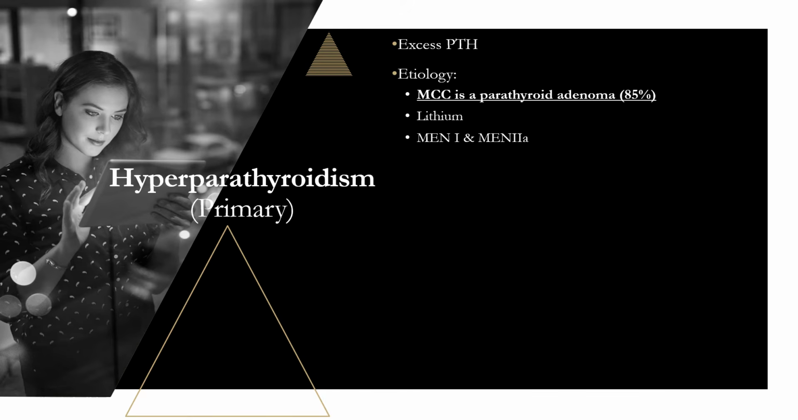MEN 1, of course, you see pituitary adenomas, pancreatic cancer, and hyperparathyroidism. MEN 2A, you see the pheochromocytomas, and hyperparathyroidism, and one more, I believe. I can't remember offhand, but that's something else to remember, that it does fall within these categories. But overall, the most common cause is going to be a parathyroid adenoma, so definitely remember that.